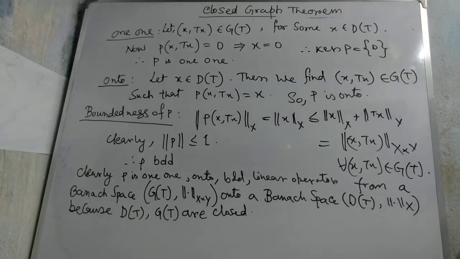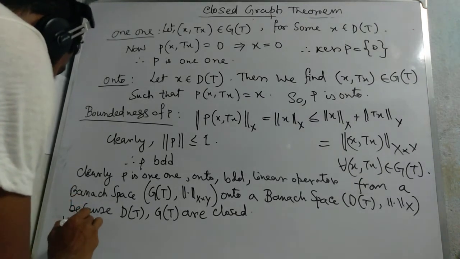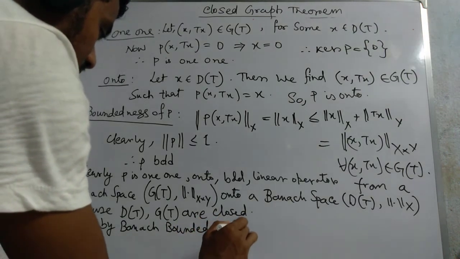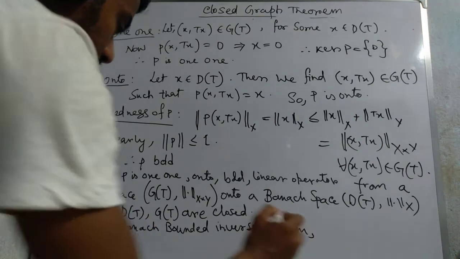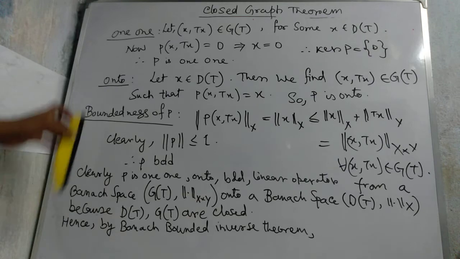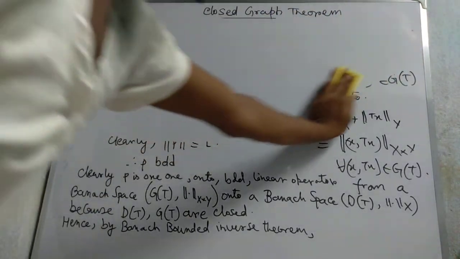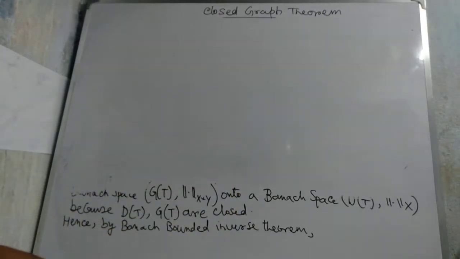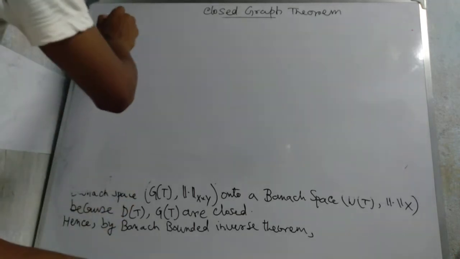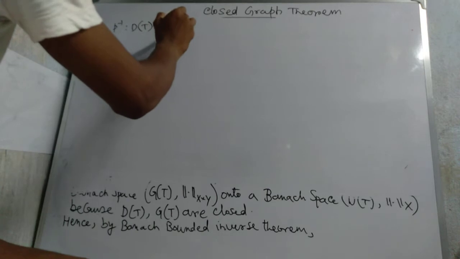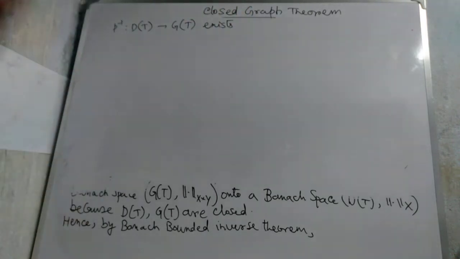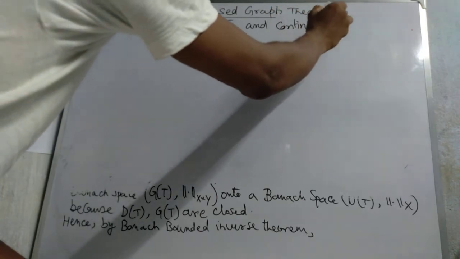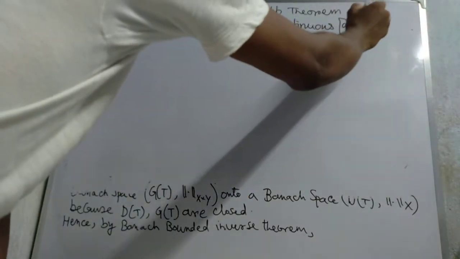Hence, by the Banach bounded inverse theorem, P inverse from dt to gt exists and is continuous. Continuous means linear and bounded.